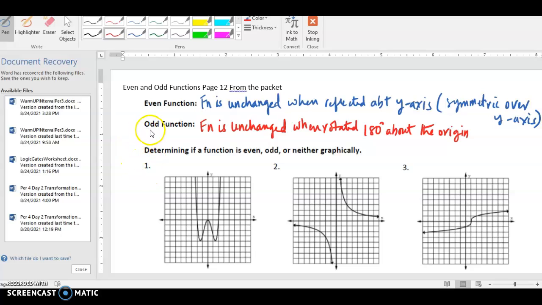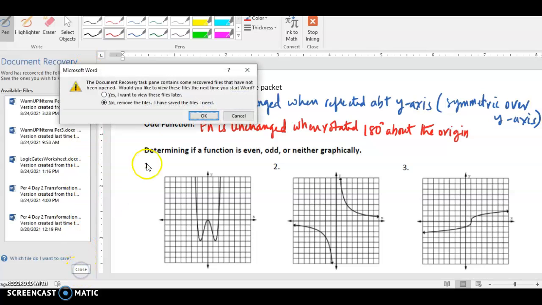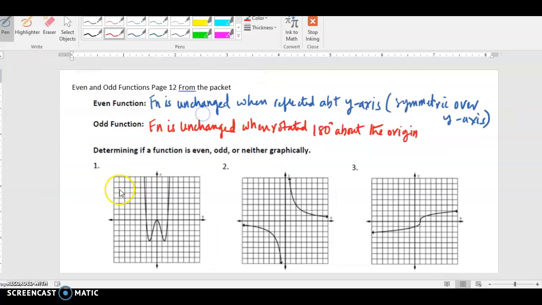Hello students, today's lesson is about finding even and odd functions. So what could be an even function, what could be an odd function, and how could it be represented graphically or algebraically? So that's the goal today. So what is an odd function and what is an even function?